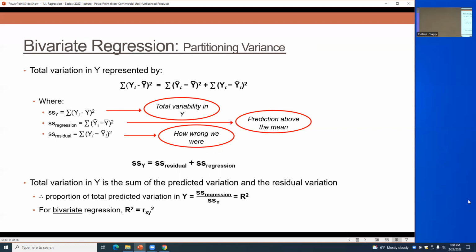And so when we're looking at our bivariate regression, where we just have one predictor, the R squared from my regression model is just going to be the squared value of the correlation, okay? So if I take a Pearson correlation and square it, it's going to give me my R squared for my regression model because it's all exactly the same thing.